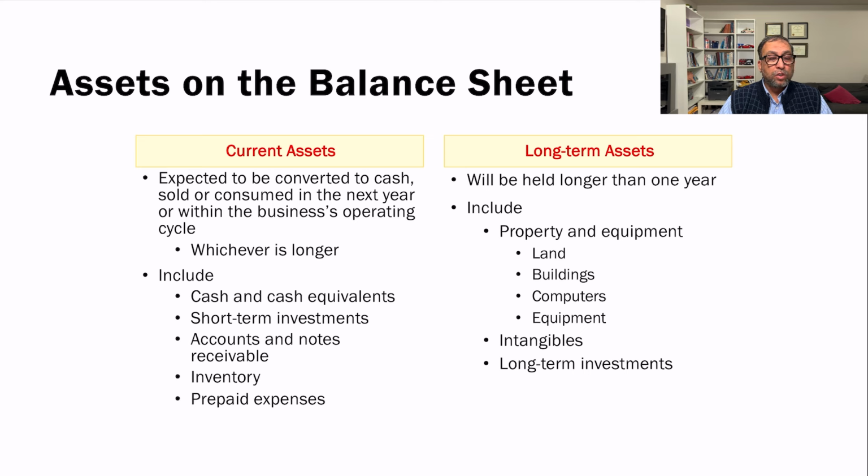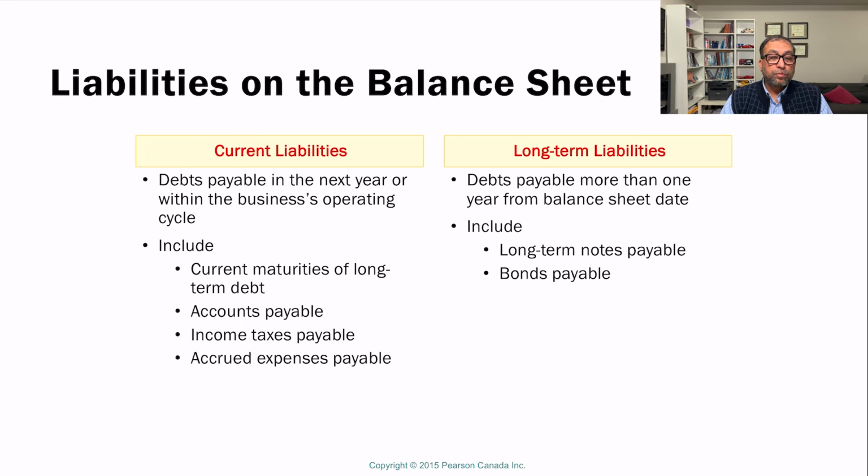So whichever is longer. So it includes cash and cash equivalents, short-term investments, accounts and notes receivable, inventory and prepaid expenses. Then there are long-term assets as well, or we can say fixed assets, which will be held longer than 1 year. They include property and equipment, land, building, computers, equipment, intangibles like software, franchise, and all these things, and long-term investments. On the liability side, again, we have two types of liabilities: current liabilities and long-term liabilities.